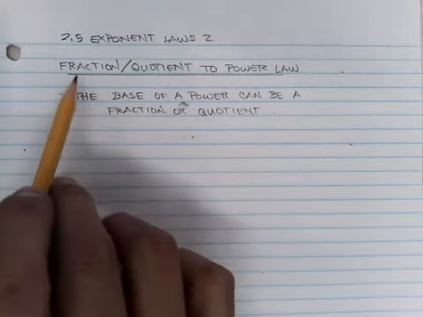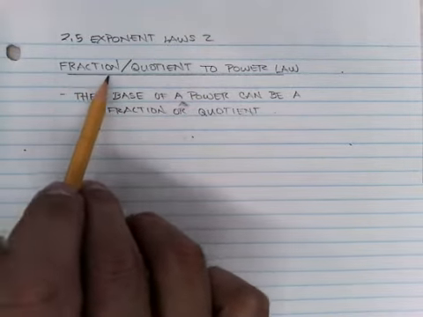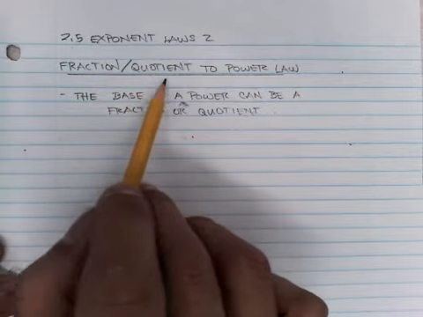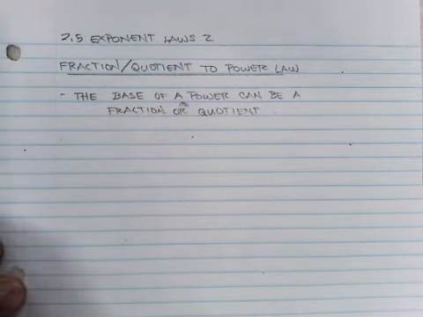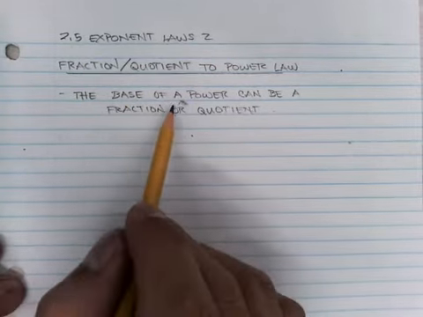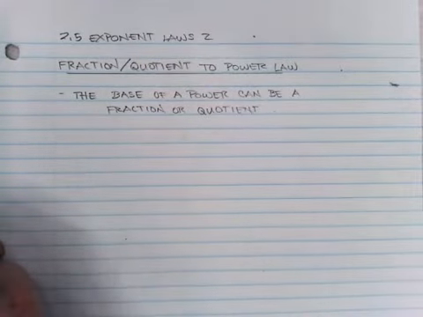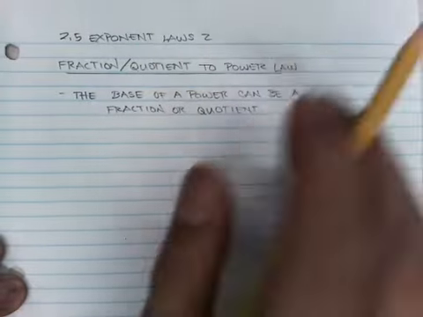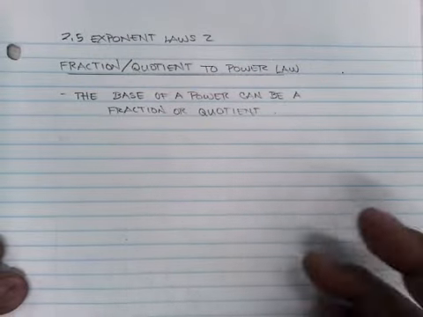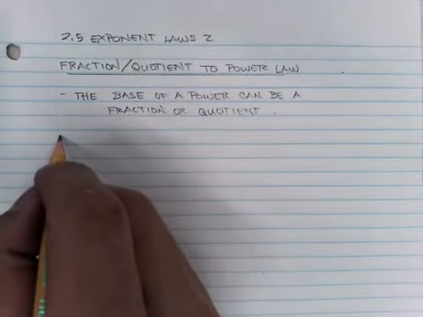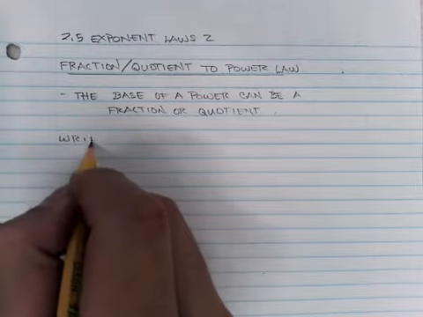This time we're going to define the fraction or quotient to power law. In other words, the base of a power can be a fraction or a quotient. So we'll demonstrate this by example. And I guess I should write the instruction here.